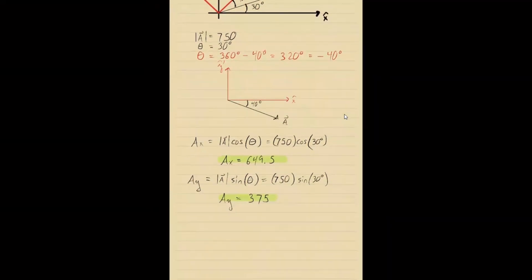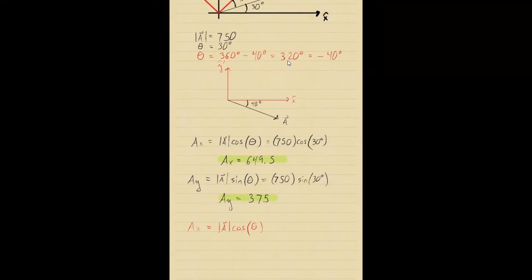So we just switched to red. So now in this new coordinate system, x prime and y prime, we're looking at this picture. Our x component is still just the magnitude of our vector A times cosine of the angle between our positive x prime axis and our vector A.